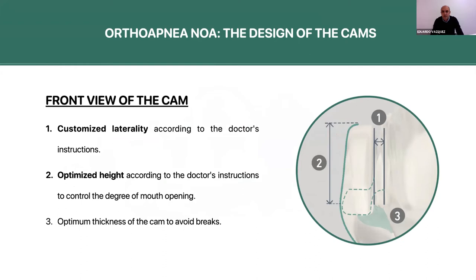But let's say that for whatever reason, you feel that the patient needs to have a wider, broader lateral movement. In that sense, you can also request that from the lab and the lab will increase that degree of lateral movement. Let's say 5 millimeters, for example, because the patient is a big boxer and you want the patient to be able to have a wider degree of lateral movement. The cam is also designed in a way that allows very easy removal from the mouth.